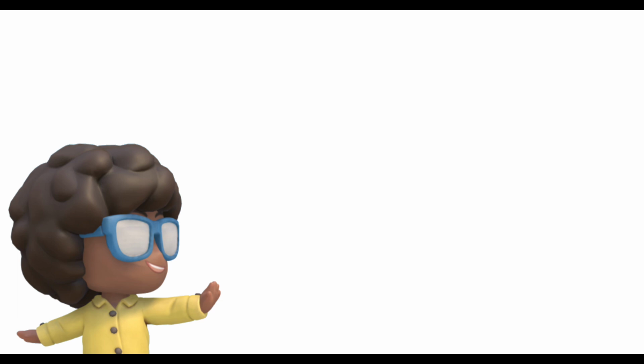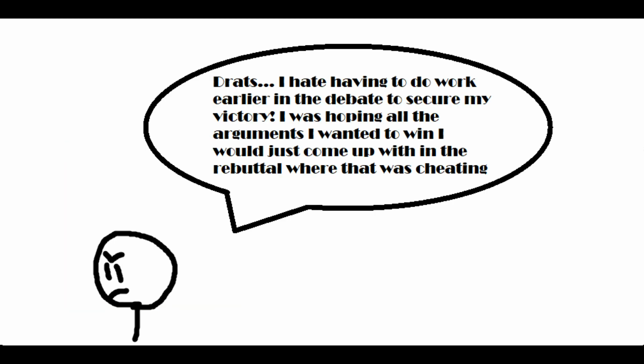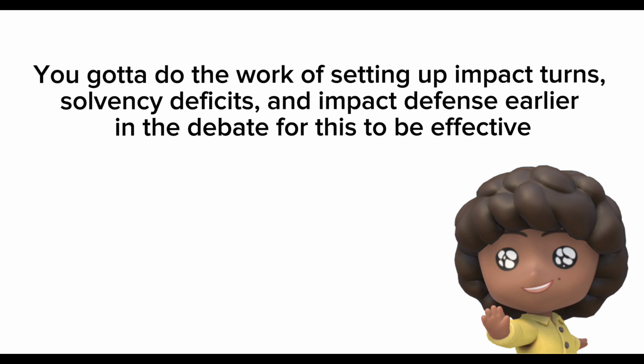My favorite way of doing this is by saying the phrase, X impact outweighs and turns their case for 3 reasons. That model is perfect for developing a good overview because it means that you are acknowledging that your impact is ideally the reason why you win, and that you've done the prerequisite work to have 2 independent impact turns also built into your calculus. This forces you to do work earlier in the debate to cause this setup to be effective, and is a really powerful way of starting a speech, with 3 specific warrants on why the judge should vote for you.